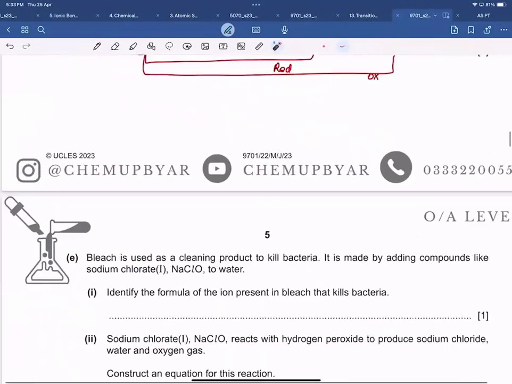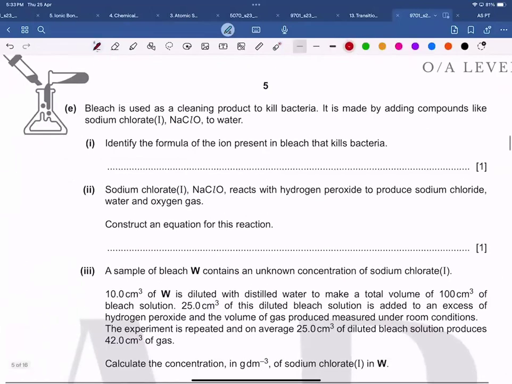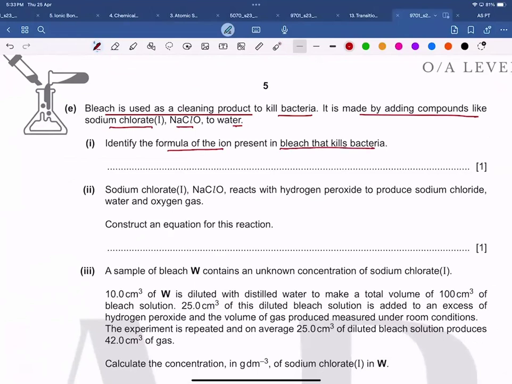Good. Now, E part. Bleach is used as a cleaning product to kill bacteria. It is made by adding compounds like sodium chlorate(I), NaClO, to water. Identify the formula of the ion in the bleach that kills bacteria. Yes, which ion kills bacteria? ClO minus, the chlorate(I) ion actually.